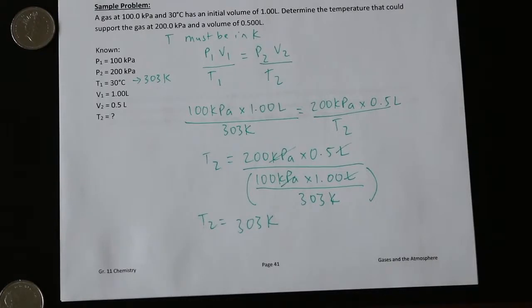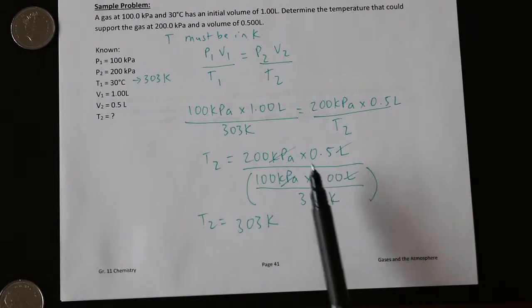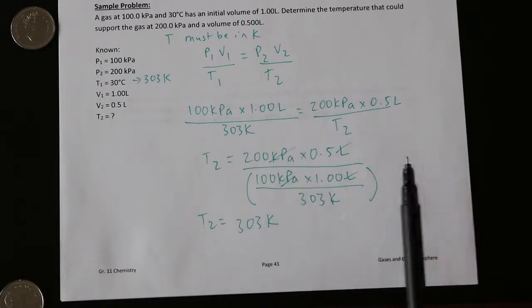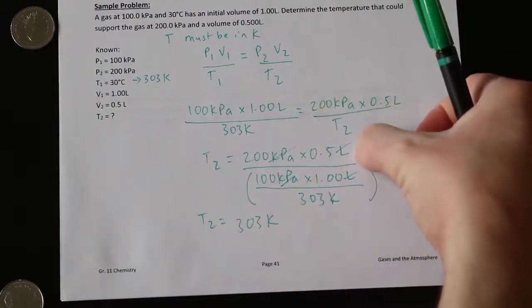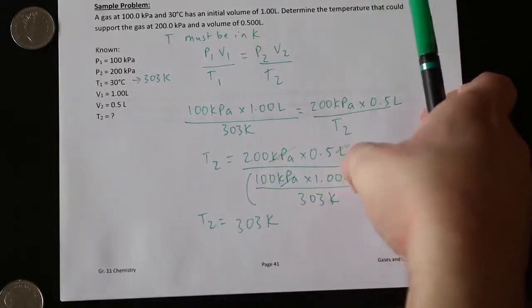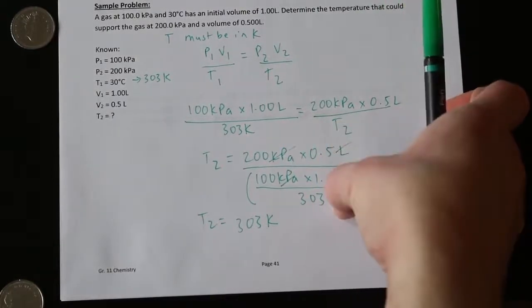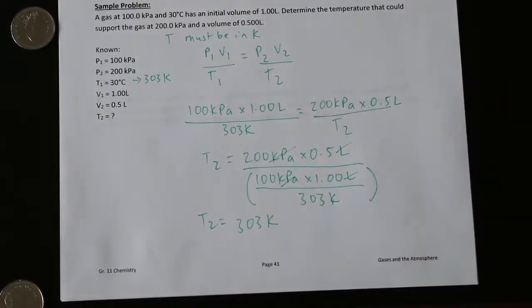Looking at this question, we can see that the temperature didn't change. T2 actually equals T1. That's because if you look at the terms here, 200 times 0.5 is 100, and 100 times 1 is 100 as well. So this entire denominator cancels with this numerator, leaving only 303 Kelvin on the top.